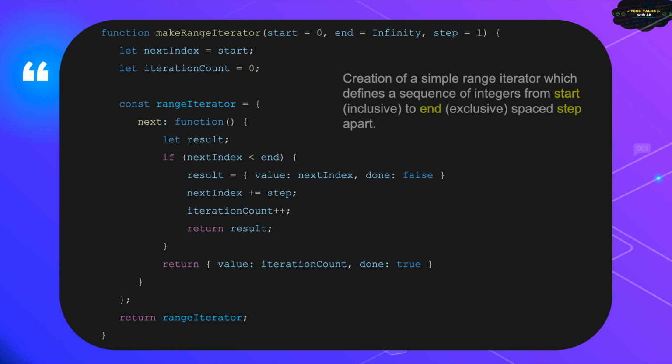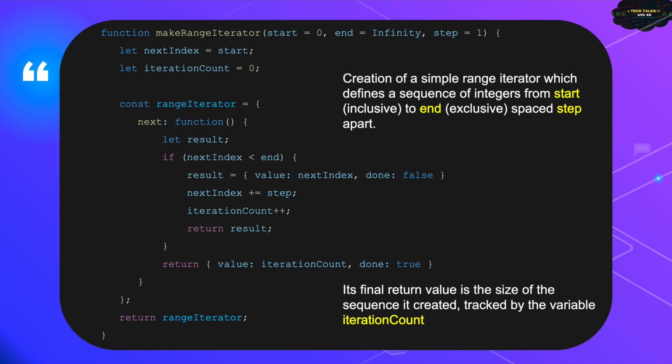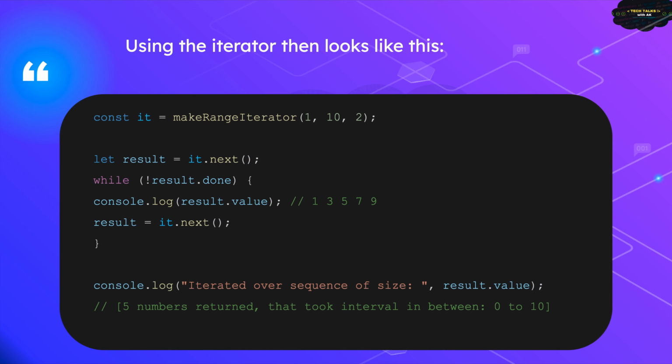We have one example here which creates a simple range iterator which defines a sequence of integers from start to end spaced step apart. And it finally returns a value which is the size of the sequence created, tracked by the variable iterationCount. This function is making a range iterator without using an iterator object. We can simplify this code using an iterator object and it will look like this. We have makeIterator range. If we log "Iterated over sequence of size" result.value, it will return 5 numbers that took an interval in between 0 to 10.